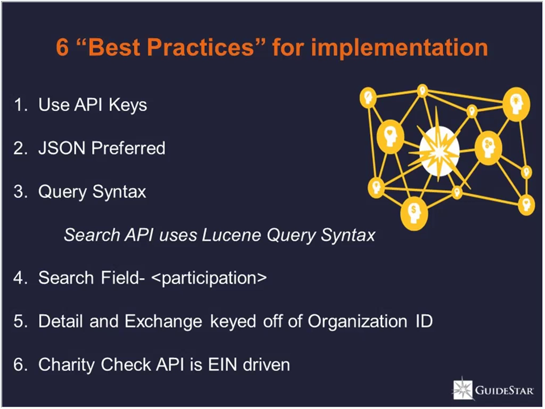You take that ID and then you can call the Detail or Exchange API. Charity Check is a little bit different. So Charity Check we decided to key off of EIN for a specific reason. The Charity Check product is a very specific use case. It's very EIN-centric. And we figured, hey, if you know the EIN, we're not going to make you do a search. Just go ahead and directly call the Charity Check API based on the EIN, and we'll return those values for you. So we sort of cut out a step there for you. So that's why there's the difference between those two keys.